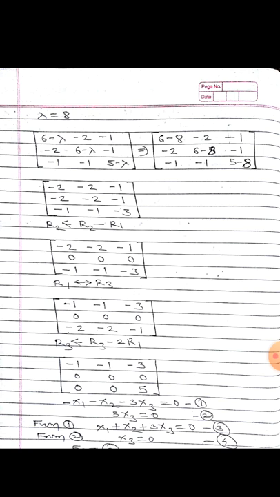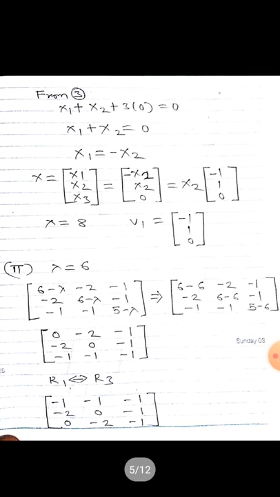From 1 and 2 we convert the relation to 3 and 4. Next, x1 plus x2 plus 3x3, x3 we have substituted as 0. So 3 into 0 is 0. So x1 is equal to minus x2. Okay, so we free x3 there by substituting 0.